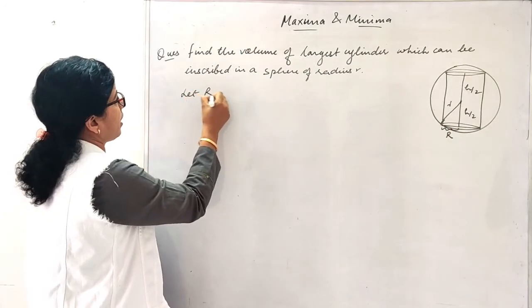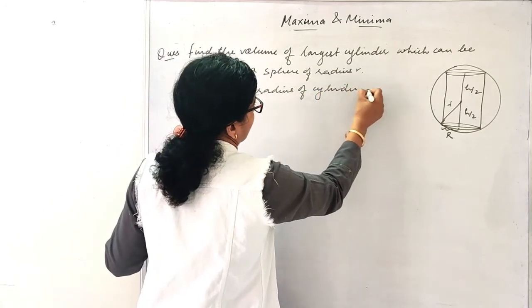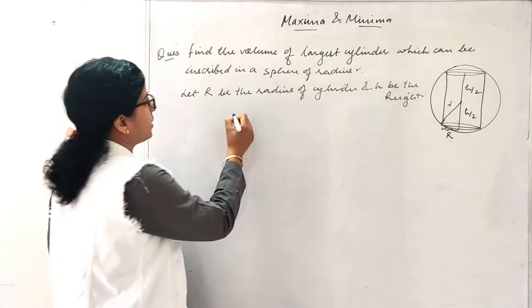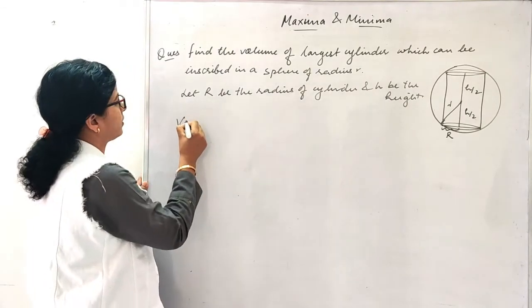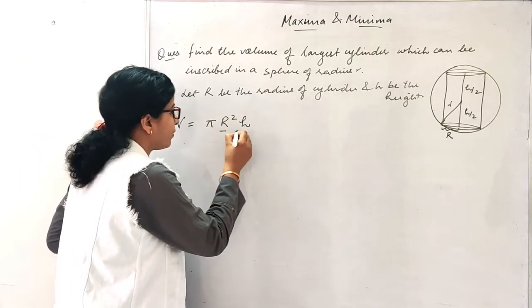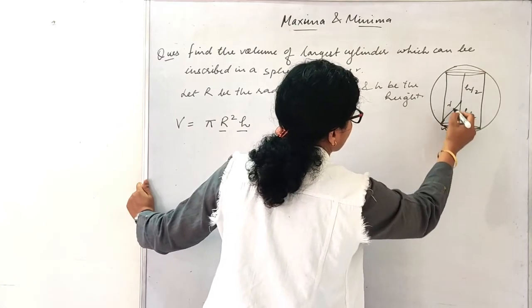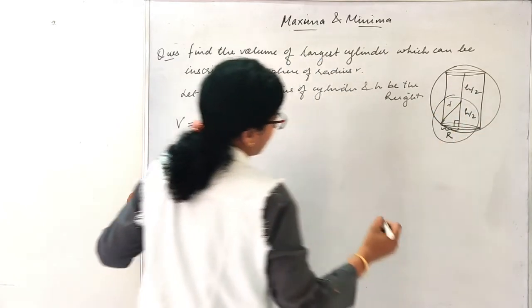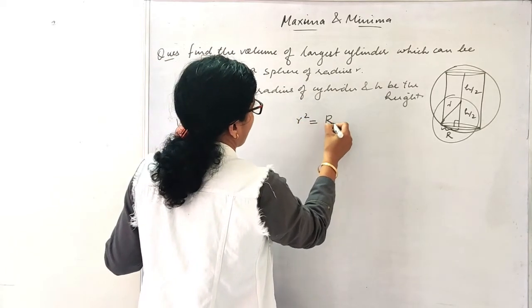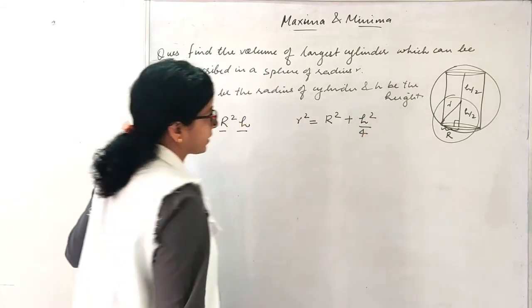Let r be the radius of the cylinder and h be the height. Talking about the volume of the cylinder, what is the volume of the cylinder? Pi r square h. In that case we have two variables, right? But we can deduce a relation from this. What relation we can deduce? We can deduce R square is equal to r square plus h square by 4, correct?